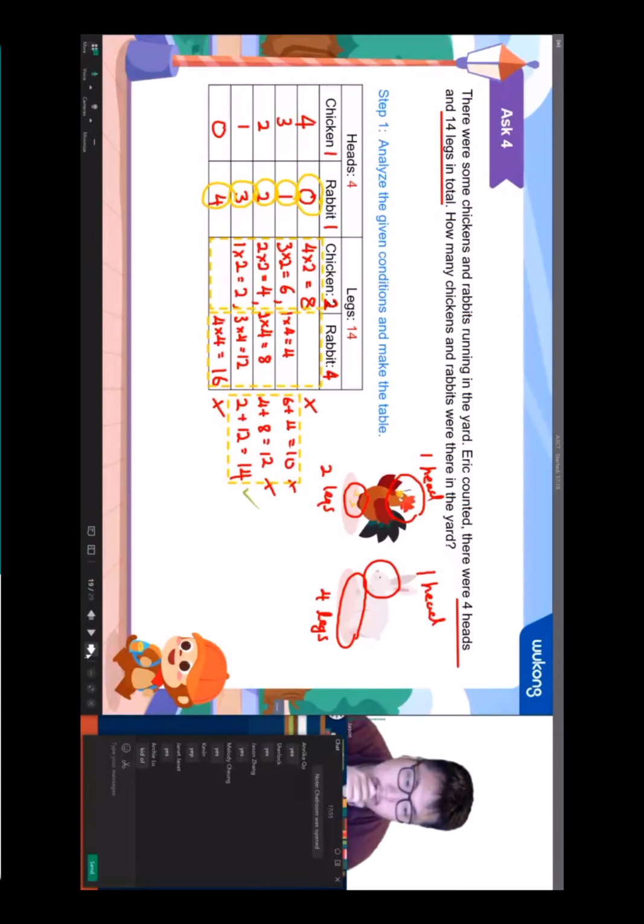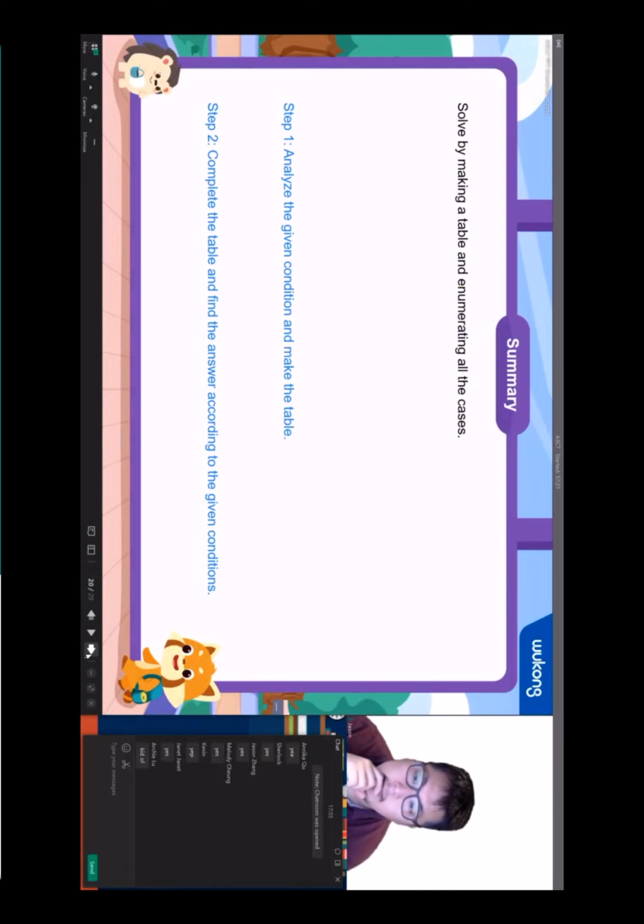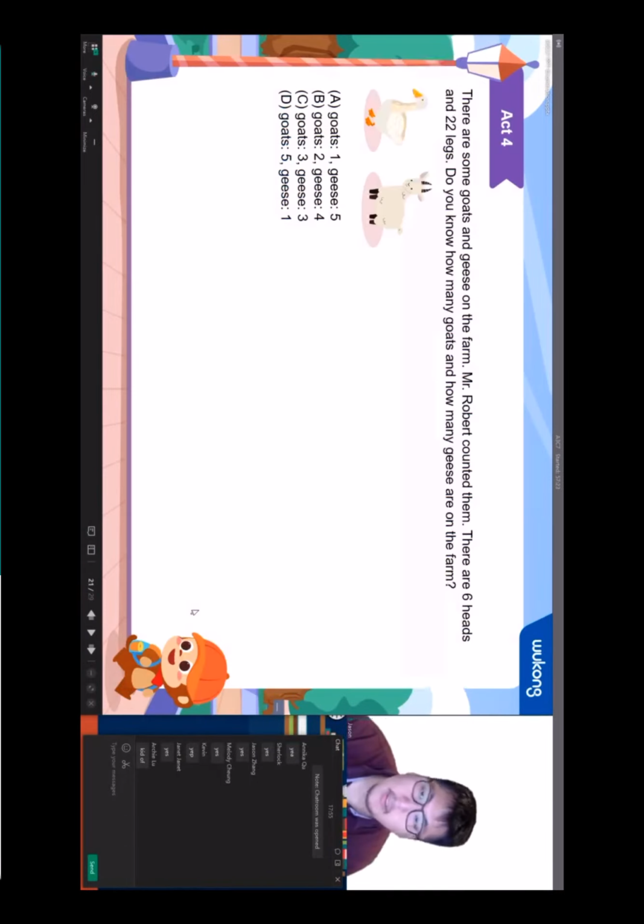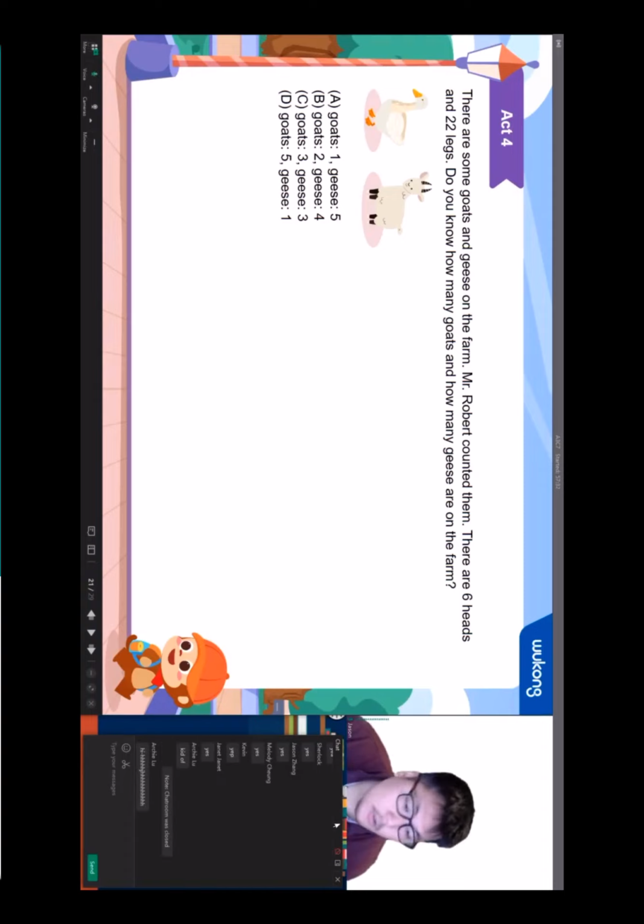So, all right, guys. As you can see, we have a very similar question, which is goats and geese. A goose will have 2 legs. Goats will have 4 legs. If there are 6 heads, guys, and 22 legs, how many goats and geese do you think we will have for this question?